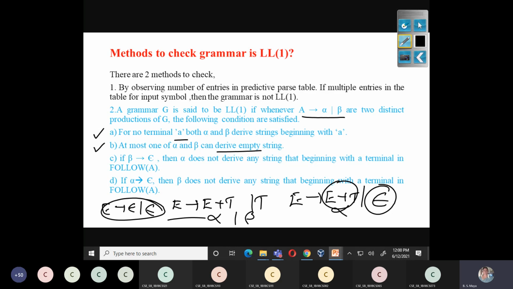If any one of the alternatives has epsilon, then you have a rule: if beta has epsilon, then alpha does not derive any string beginning with a terminal, then you should go with follow of A. This rule will be understood when I explain the problem. If alpha is epsilon, then beta does not derive any string beginning with a terminal, then include follow of A. These four are the rules. I will explain the problem, and later we can come back to this slide. You can understand what these rules say.